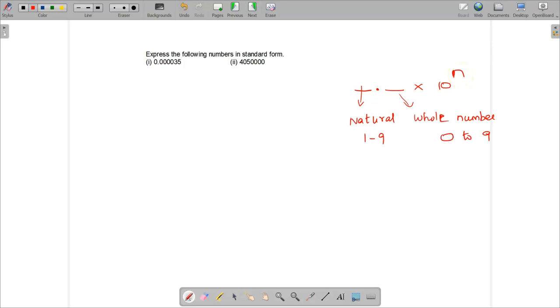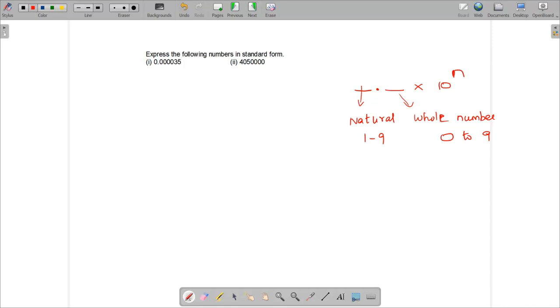Generally, when the number is very small, there will be zeros before the natural number. So we have to take the first natural number where it starts. Here it is 0.000035. How can we express it? The first natural number is nothing but 3, so after 3 only we have to keep the decimal point.